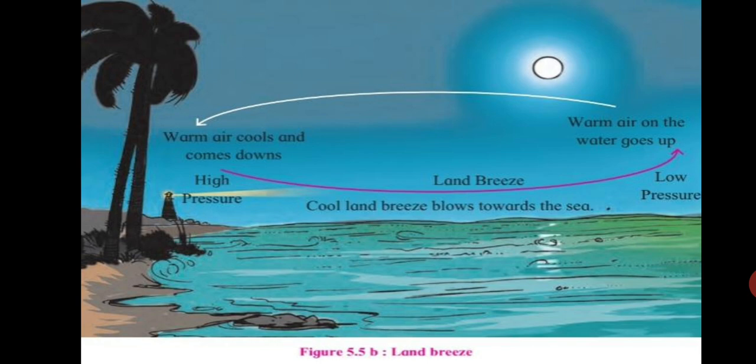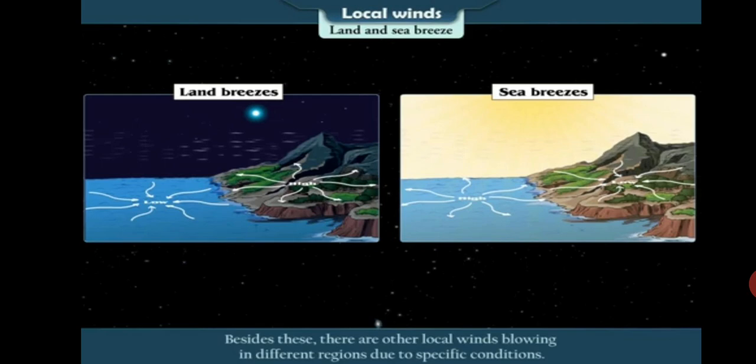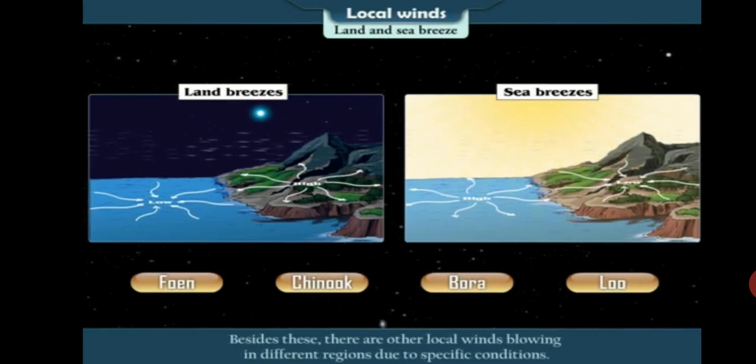So which winds blow during the day? During the day we have valley breeze and sea breeze, and during the night we have mountain breeze and land breeze. All right. So these are about local winds: land breeze, sea breeze. Besides these, there are other local winds blowing in different regions due to specific conditions. These are also called local winds. For example, Foehn, Chinook, Bora and Loo. You can see the table on page 26 of your textbook. It explains the characteristics and areas of influence as well as the nature of the wind of these particular winds.